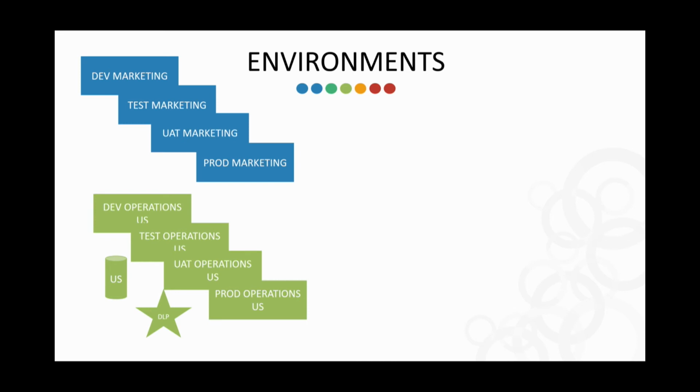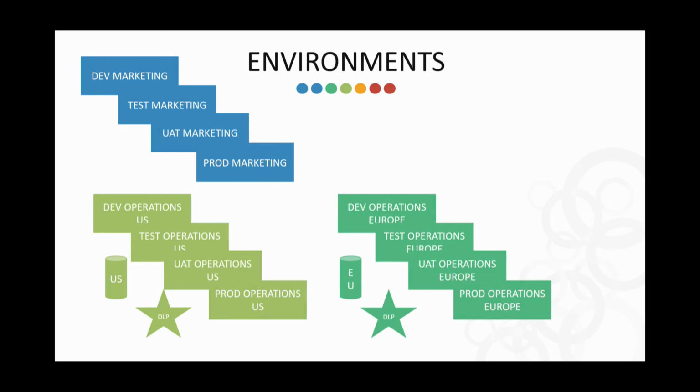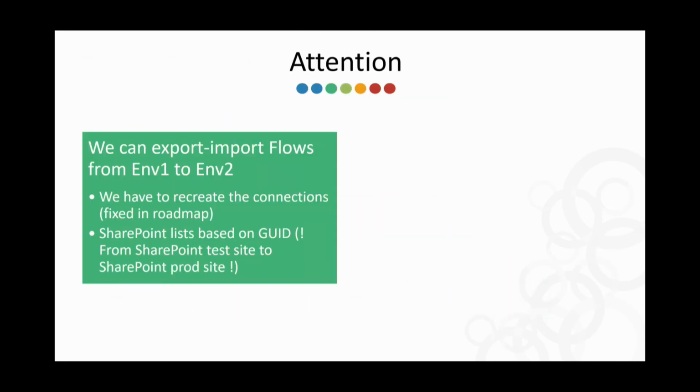Okay? I don't want to spend too much time on environments, even though that's interesting, but we are short of time. You need to know this when you use environments. You can export flows from one environment to the other. You have dev, test, UAT, production. You can do that. That works. But when you export and you import, you have to redefine your connections all the time. So the Flow team is working on it to make that more automatic.